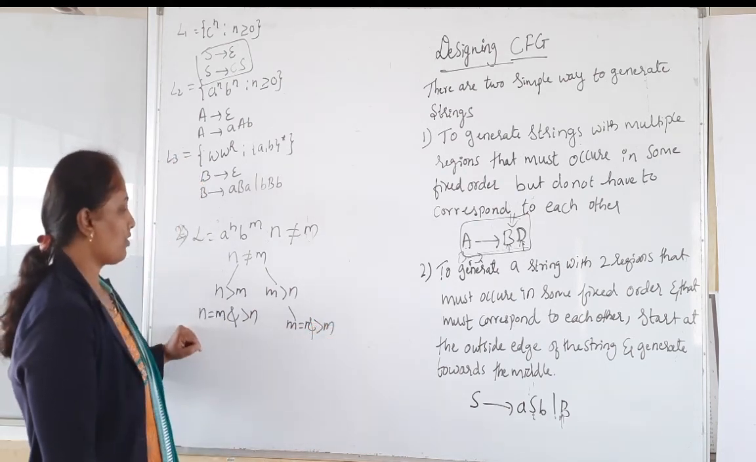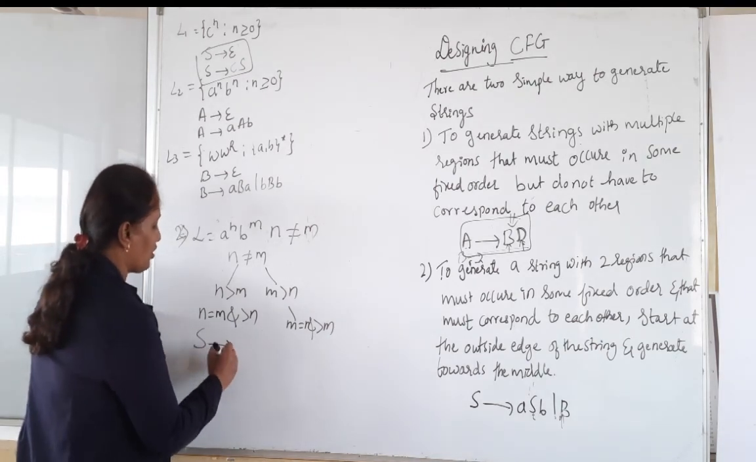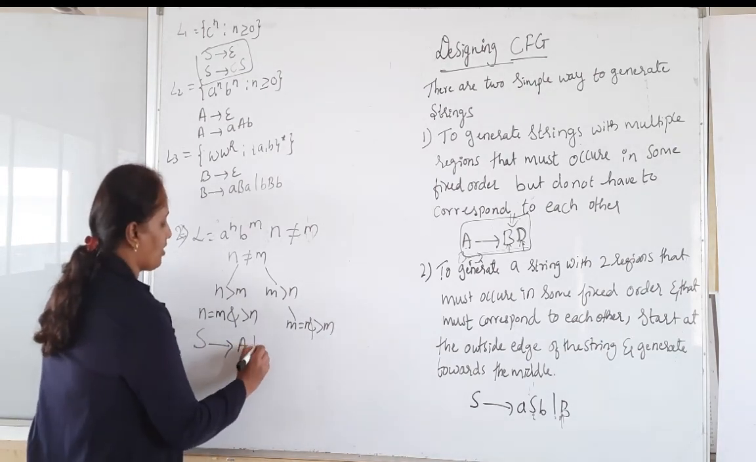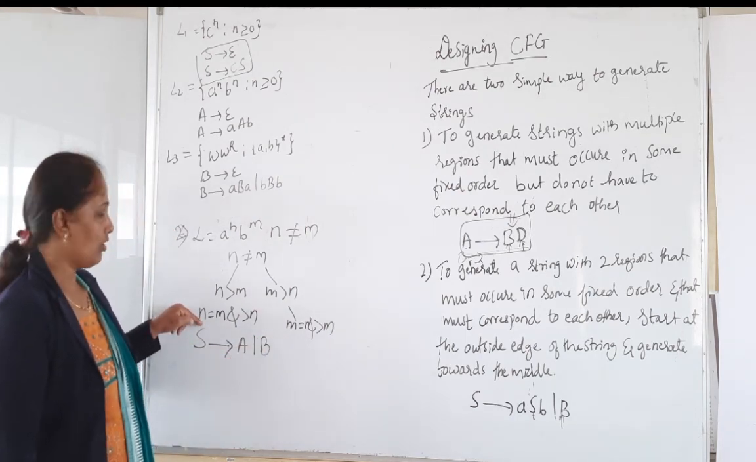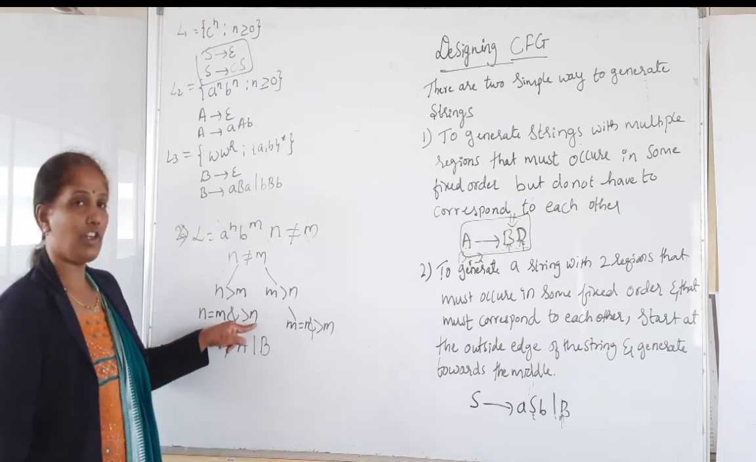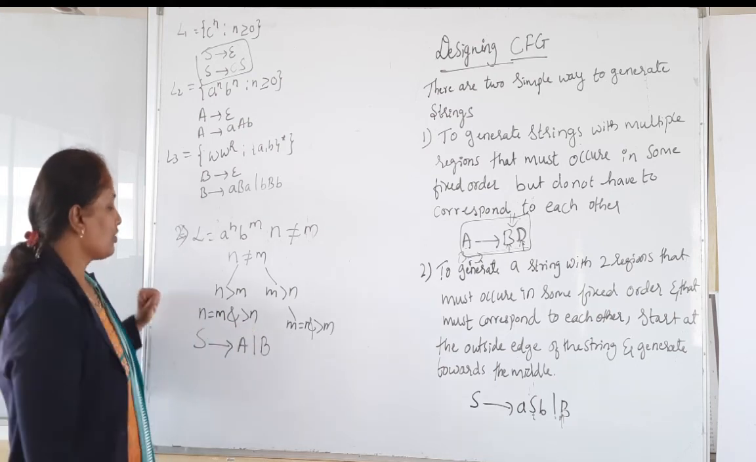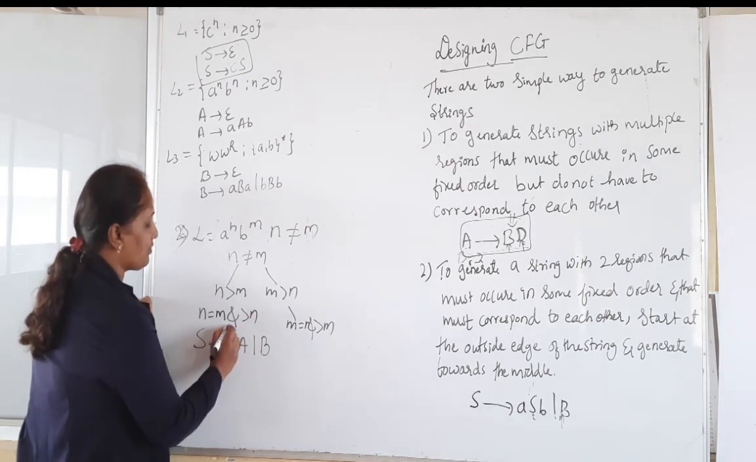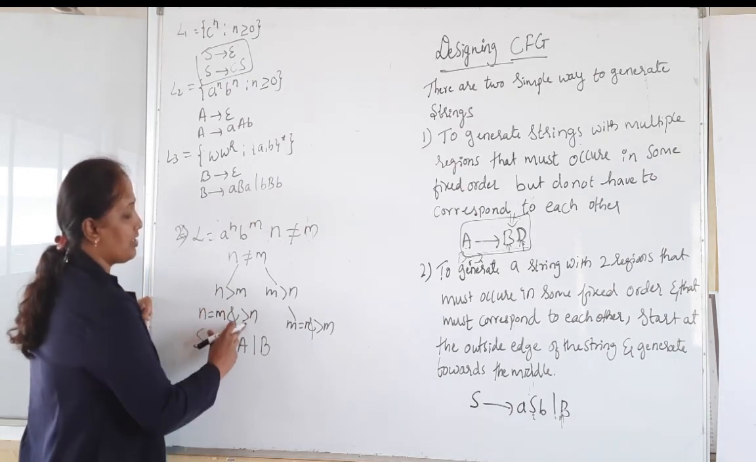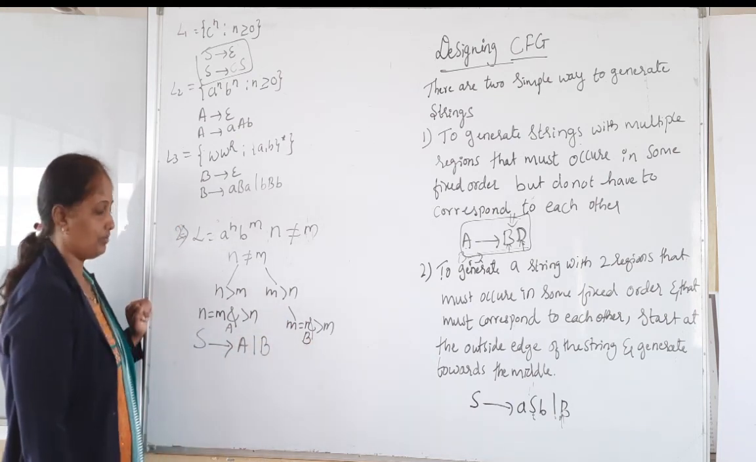So to write the rules for this, first we start with S. S produces A or B. So A is defining a rule where we are considering a^n b^m where n is greater than m. To define that, S produces A and B, where A defines the strings for the first region and B defines the strings for the second region.